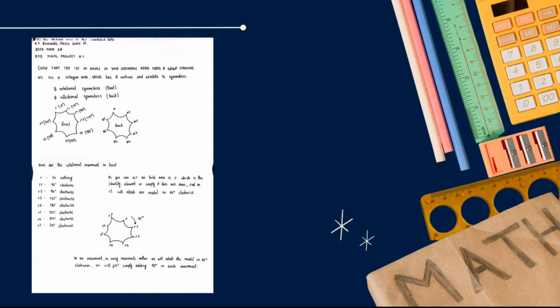Our first move is R, which is the identity element, or simply it does not move, and R1 will rotate our model 45 degrees. In every movement, we will rotate the model 45 degrees clockwise, simply adding 45 degrees in each movement.